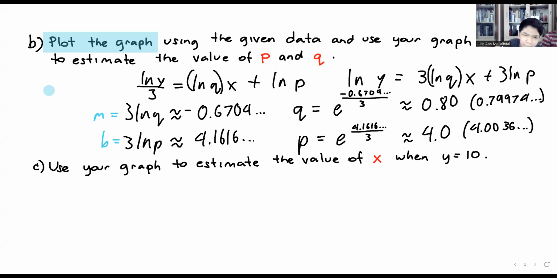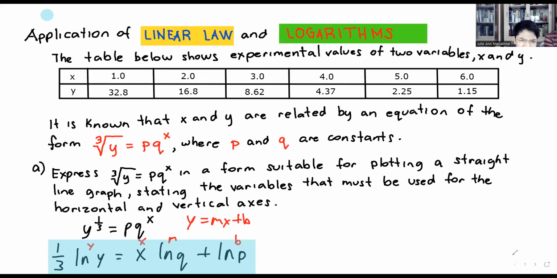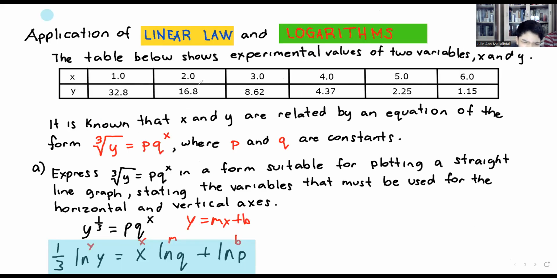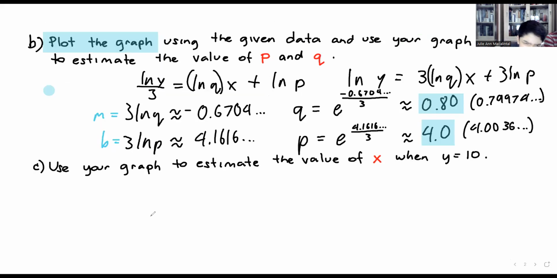Okay. For letter C, use your graph to estimate the value of x when y is 10. Okay, we found it. So we can have a clear judgment, when y is 10. Y is approximately, let's say, 10 somewhere here. So we expect our answer to be in between 2 and 3. Just leave it in brackets, in between 2 and 3.